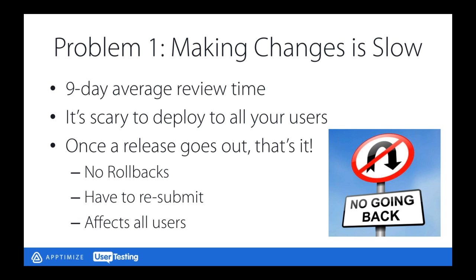Well, the first problem is that making changes is really slow on mobile. There's a 9-day average review time, and it's pretty scary to deploy to all your users. You don't know exactly how they're going to react. Unlike on web, you can't make quick changes, push it out to users, or roll it back if there's a bug or a problem. Once the release goes out, that's it.